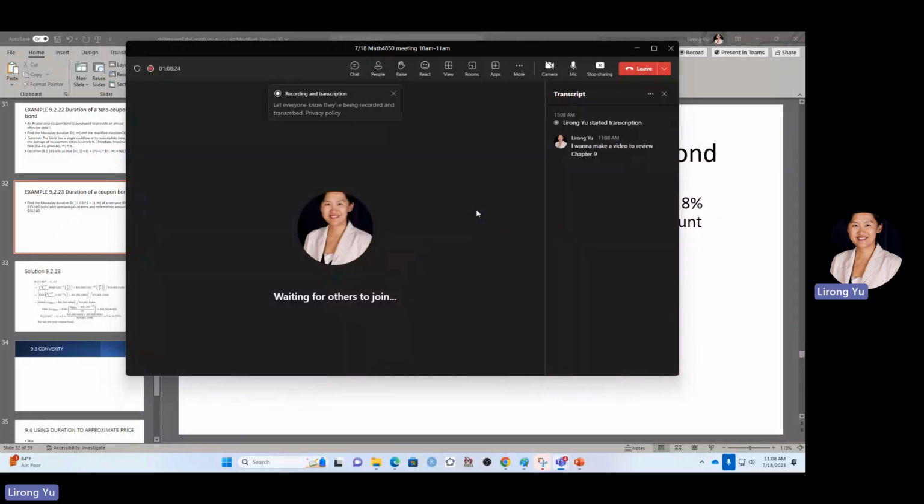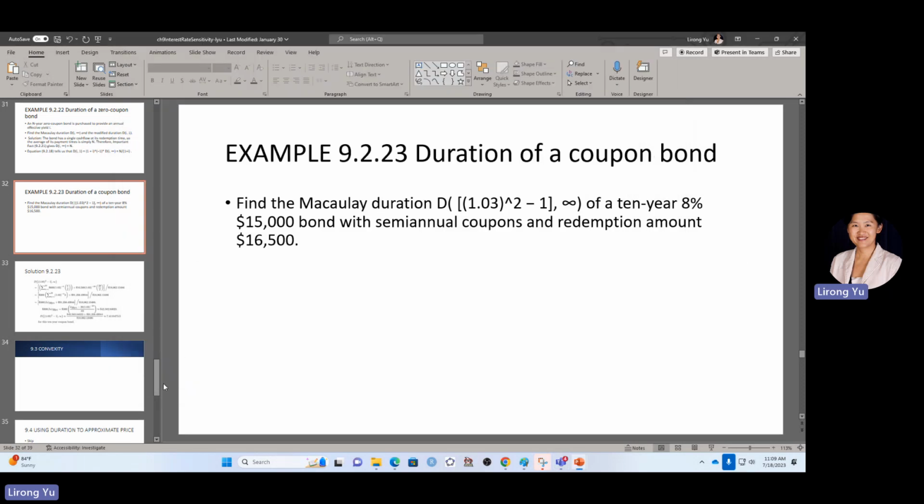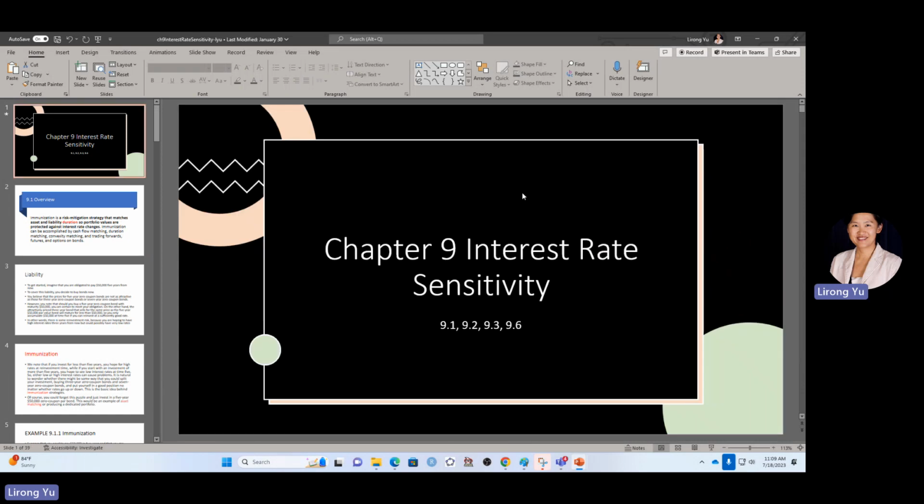I want to make a video to review chapter 9, and the main focus in chapter 9 is immunization and duration. Duration is a measure, and when we talk about immunization risks, we're going to use the concept of duration. We will do present value matching and duration matching when we are talking about immunization. So these are some of the main topics we will be focusing on in chapter 9.